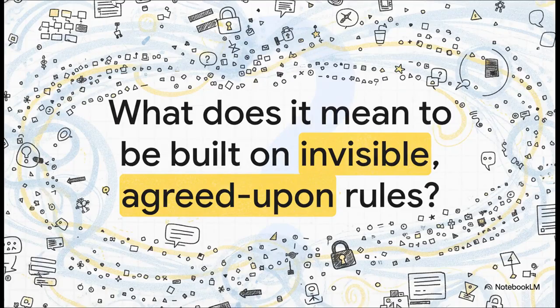So, we've seen the how, but just think about the what. Billions of these unbelievably complex journeys are happening every single second, and they're all guided by nothing more than a shared agreement on how to communicate. So the real question is, what does it mean for our modern world that it's built on a foundation of invisible, agreed-upon rules?